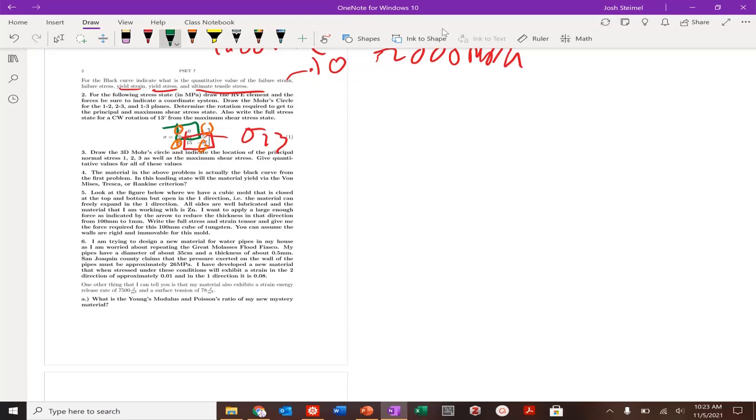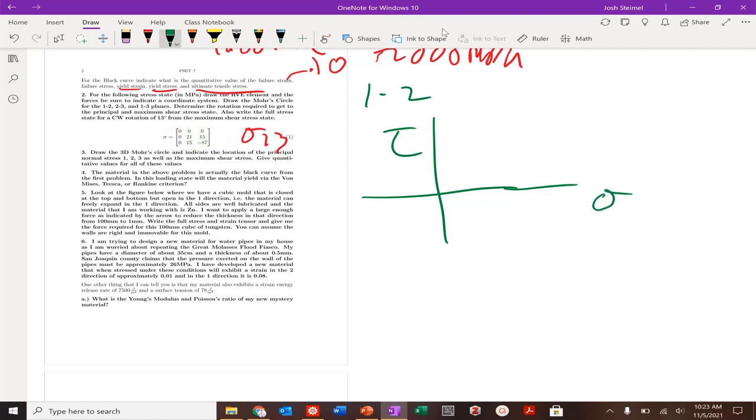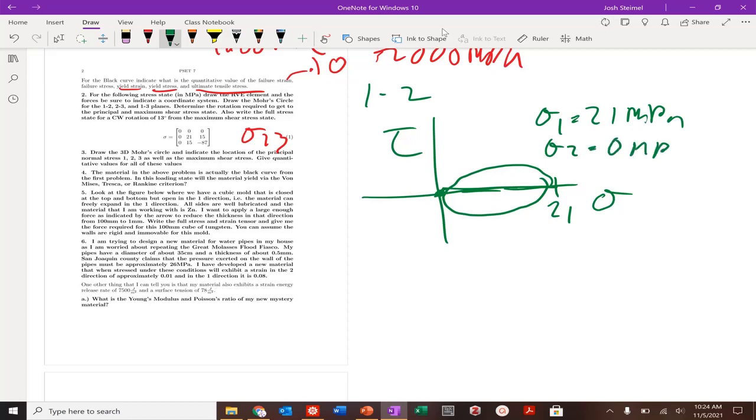So for my 1, 2 plane, one more circle is just going to look simply like this. So I've got, let me erase, I've got 21 MPa. These are all again in MPa, and then I've got 0. So I'm already in my principal stress state. So my sigma 1 is equal to 21 MPa. My sigma 2 is equal to 0 MPa. So I've got that.